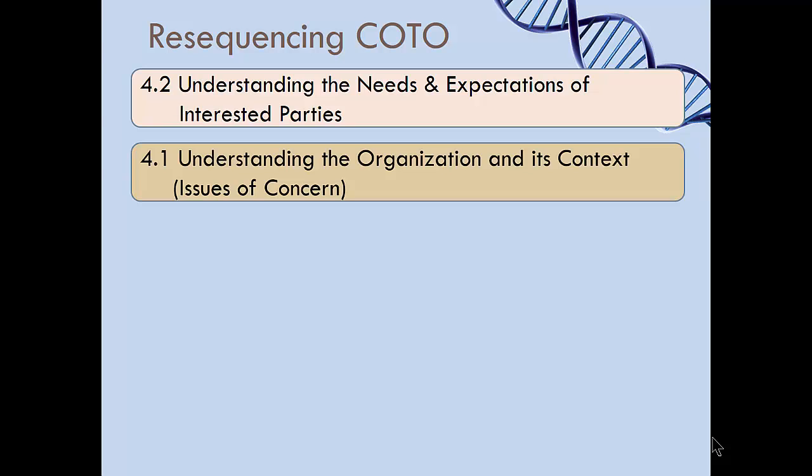We're going to move into 4.1, the issues of concern, which kind of follows up the second half of 4.2, because you're supposed to understand the needs and expectations of interested parties. So the first thing you need to do there is, of course, identify them. And now as we go into 4.1, we're going to do two things at once. We're going to start understanding those needs and expectations and turning them into issues of concern.